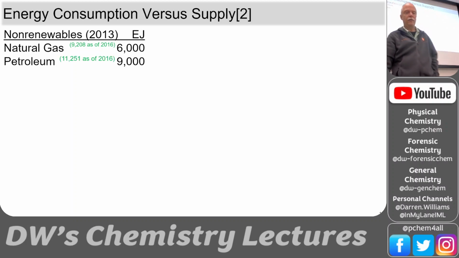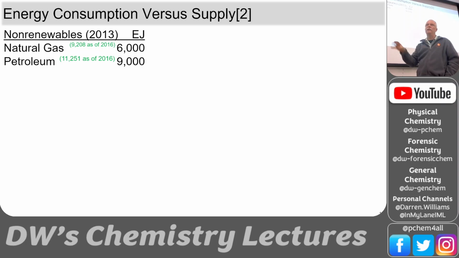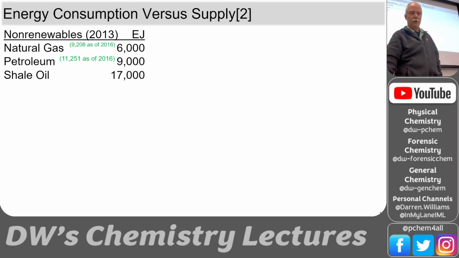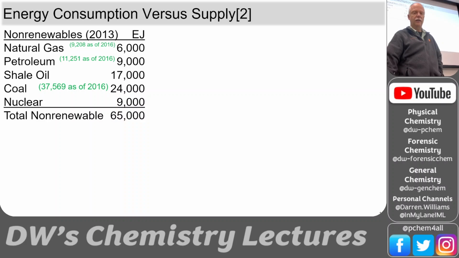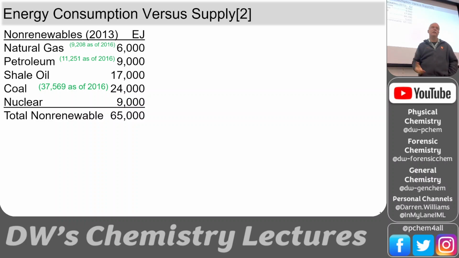We have petroleum. You convert all those petroleum numbers into exajoules using the conversions from the WEC, and we have 9,000 exajoules of petroleum. In 2016, it went up even more to 11,000. And then shale oil, 17,000. And coal, we had identified in 2013, 24,000 exajoules of coal. Now we're up to 37,000 as of 2016. And then nuclear, 9,000. So if you just add up all the black numbers, it's 65,000 exajoules non-renewable. And we use 425 a year for the whole globe.